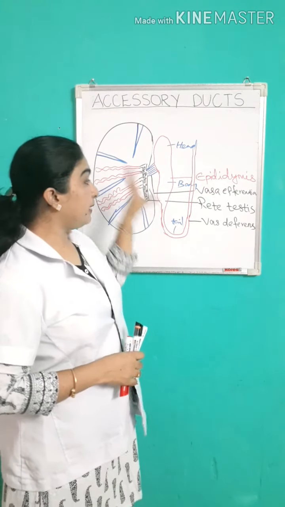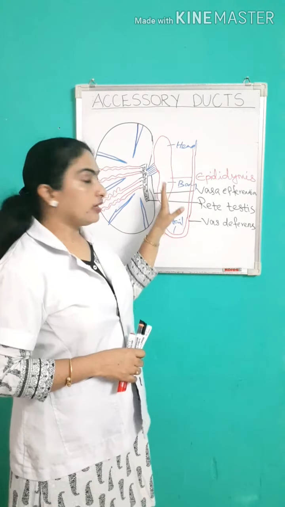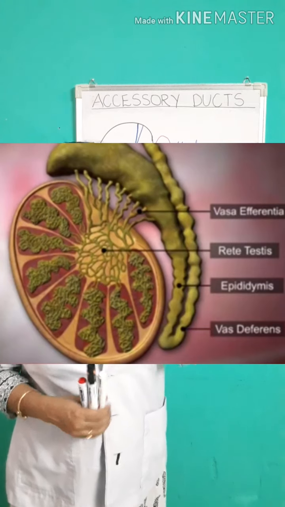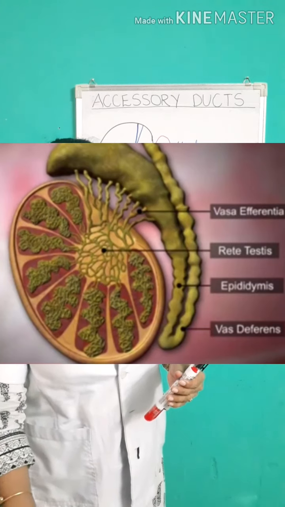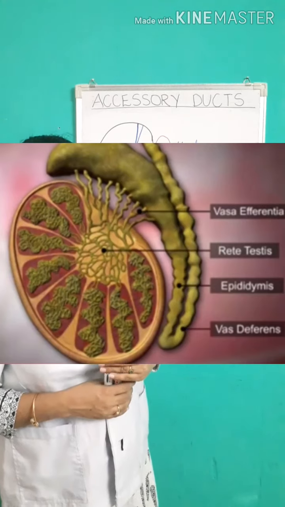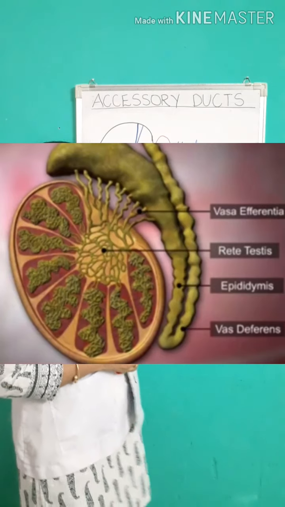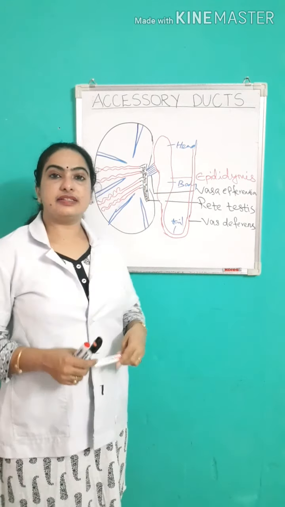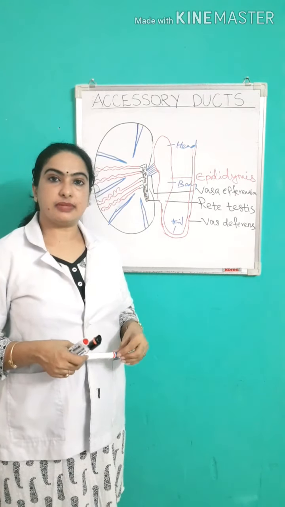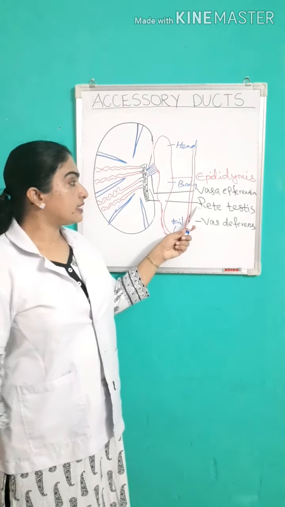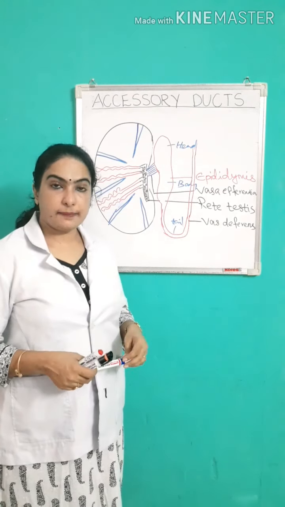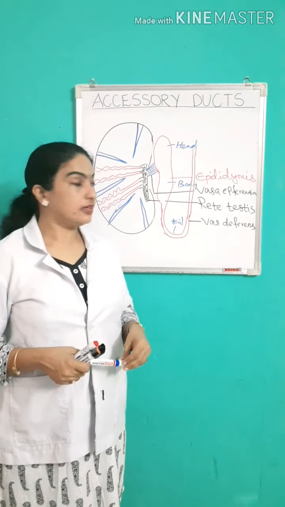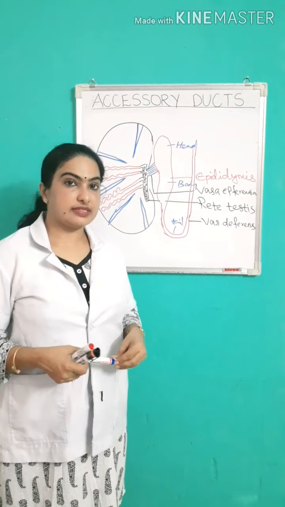Now, these are the major accessory ducts. You can see the picture now. Okay, let's see once more. The major accessory ducts in the male reproductive system are rete testis, vasa efferentia, epididymis and vas deferens. Ejaculatory duct and urethra we can see later.